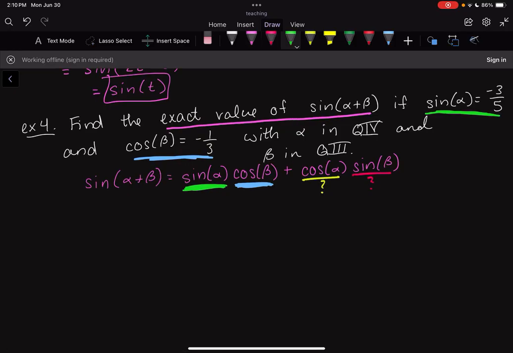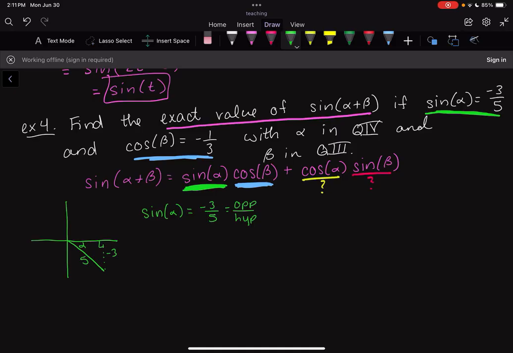So if they gave us sine of alpha is equal to, here, let me write it here. Sine of alpha is equal to negative 3 over 5. Remember what sine is in relation to a triangle. So they said that alpha is in quadrant 4, so I'm going to draw alpha in quadrant 4. And let's make a triangle. Sine is opposite over hypotenuse. So this will be negative 3, this will be a 5.